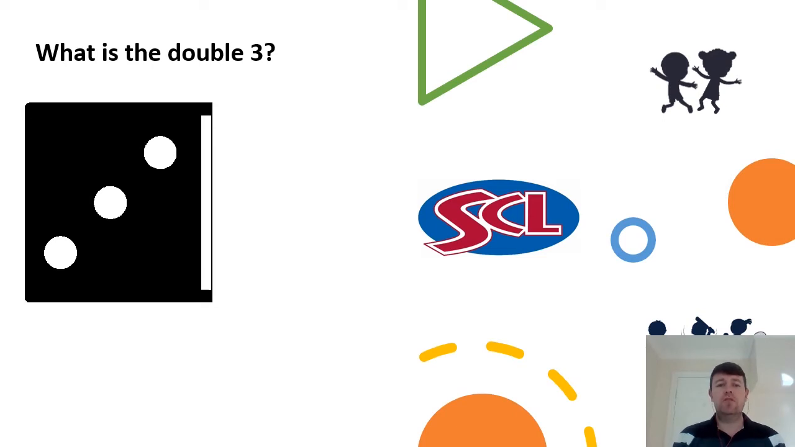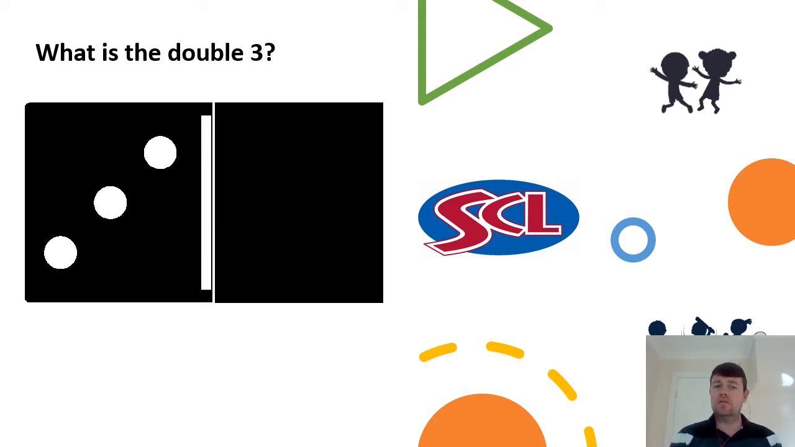So you should now have something that looks like this. 3 dots on one side and blank on the other. So what I'd like you to do now is double the number 3. So put 3 dots on the other side of the domino. And tell me what answer you get.